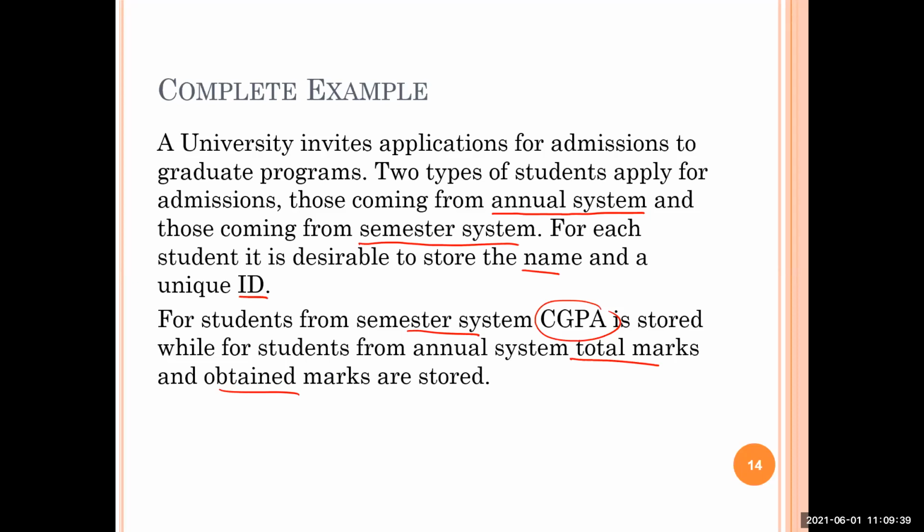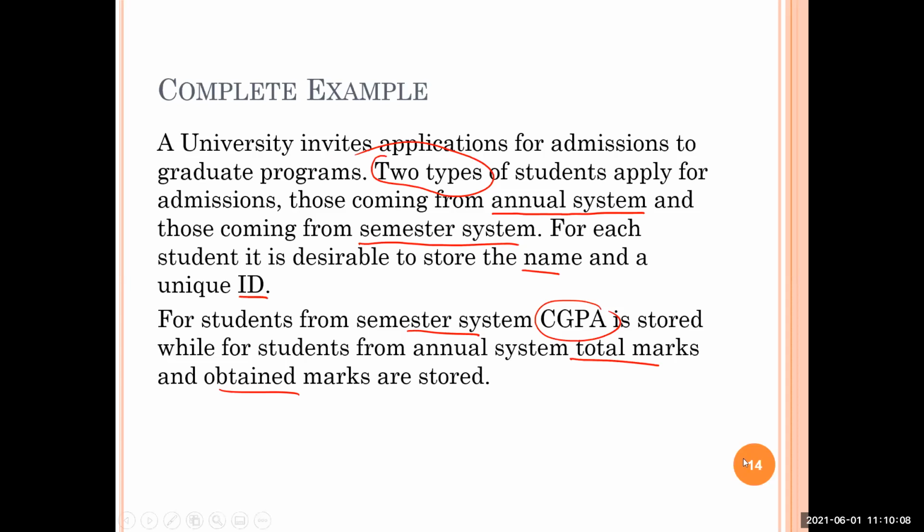Whenever you see a description like this, the key statement is this: two types. Whenever you see such a thing, two types, two different categories, it means you are talking about inheritance, right? Because every candidate will have name and ID. So you can make a parent class which has the common attributes name and ID. And then you think, okay, there are two types. So what are the distinctions between them?